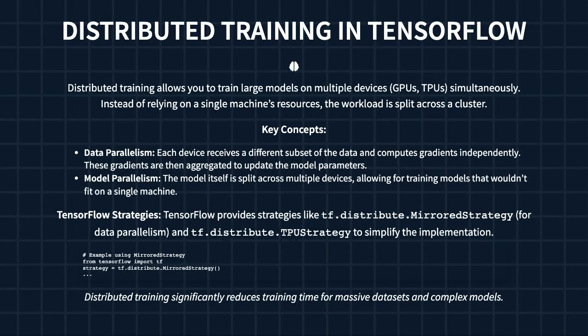Okay, let's talk about distributed training in TensorFlow. Basically, it's all about speeding things up when you're working with really big models or huge amounts of data. Instead of one machine doing all the heavy lifting, we break the work down and spread it across multiple devices, think GPU or even TPU. There are two main ways this works: data parallelism, where each device gets a little chunk of the data and calculates its own gradients, and then model parallelism, which is when you split the actual model itself across multiple devices.